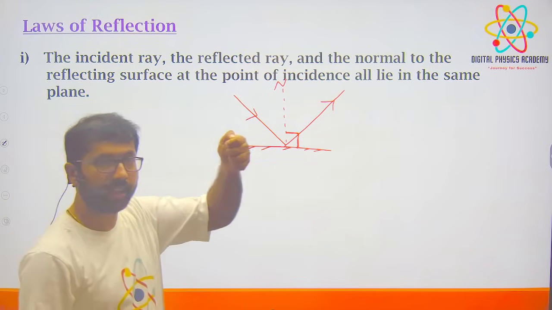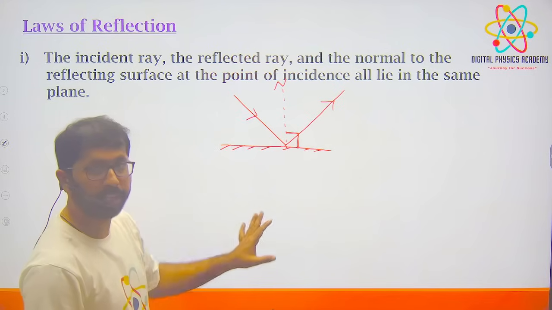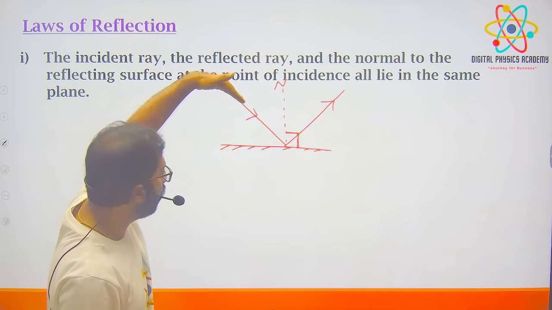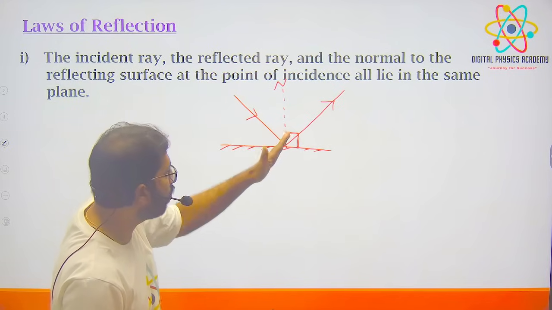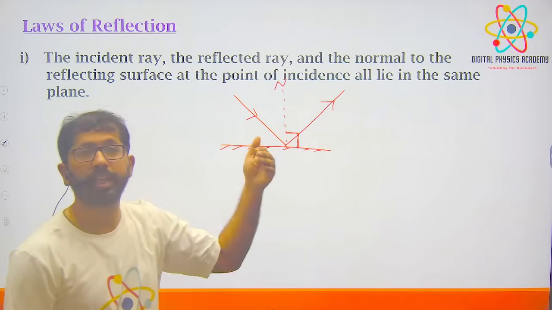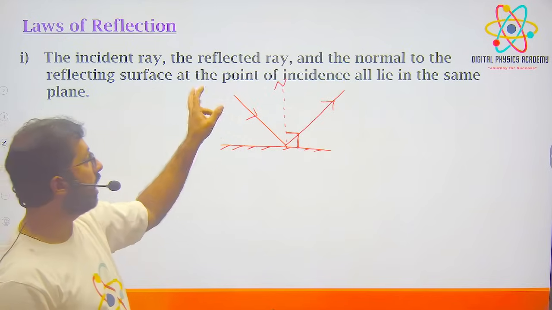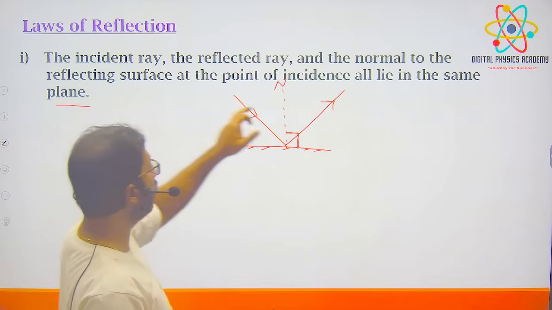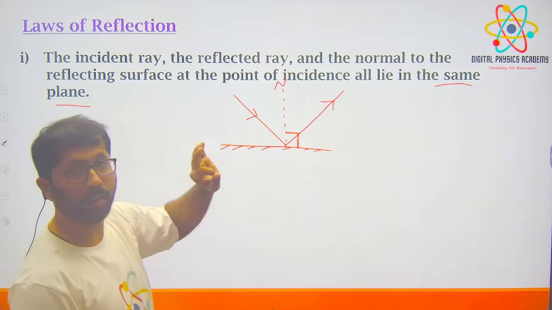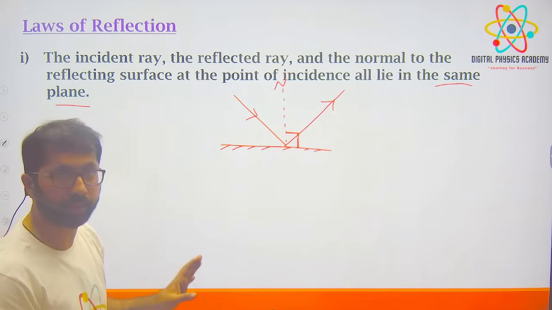Suppose I took a laser light and a plane surface. This is the XY plane. In the XY plane I am putting the light. So it will be incident and it will reflect back in the same plane. It will not come out along the Z axis. That's why they are lying on the same plane. All these three are always in the same plane only. It will not go outside that plane.